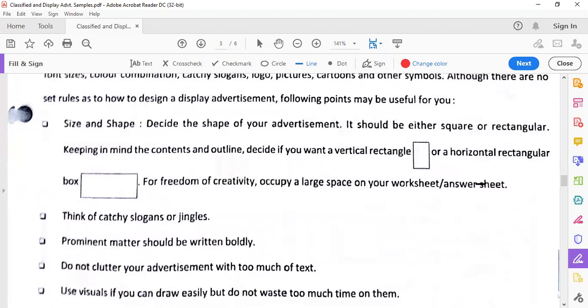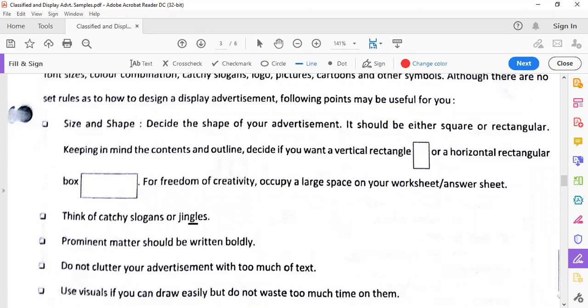First, size and shape. Decide the shape of your advertisement. It should be either square or rectangular, keeping in mind the contents and outline. Decide if you want a vertical rectangle, you can see the drawing, or a horizontal rectangular box. For freedom of creativity, occupy a large space on your worksheet or answer sheet. It's better to take proper, large space for the display advertisement. But it should be divided properly for the text or the visuals or the slogans or any picture, any cartoon, whatever you are giving.